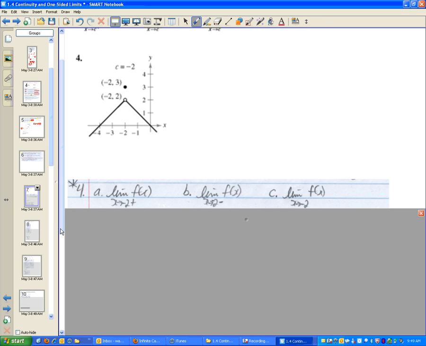All right. As x approaches -2 from the right. So you're moving along the function. X is approaching -2 from the right of -2. And what's the y-coordinate keep getting closer to? 2.